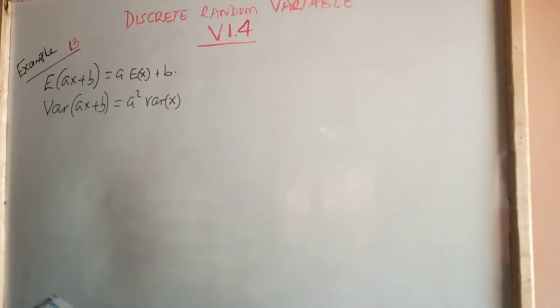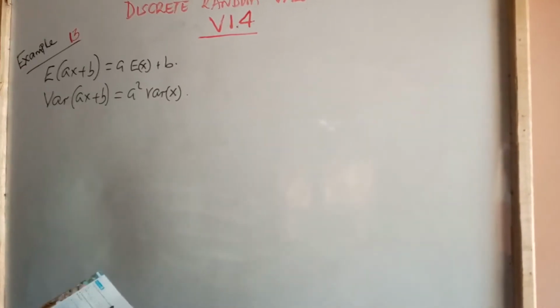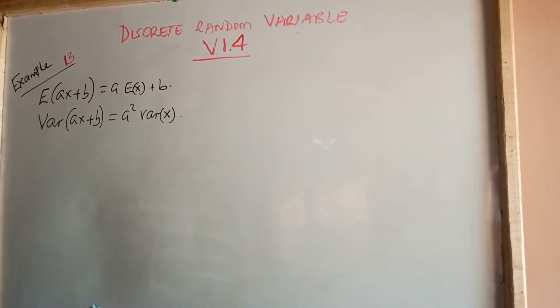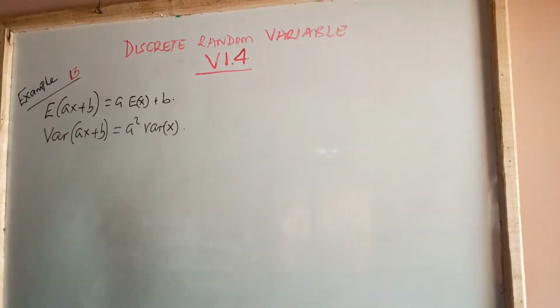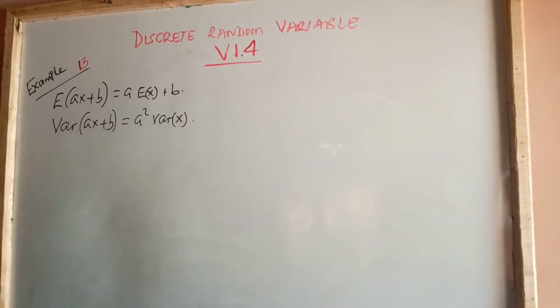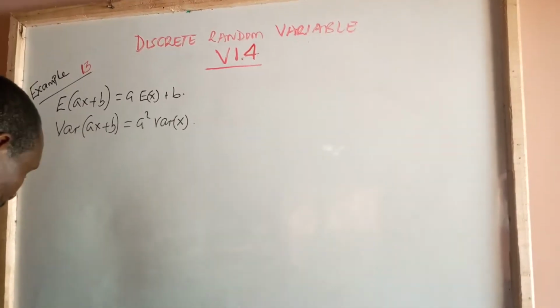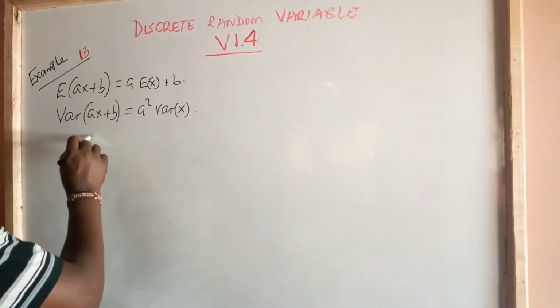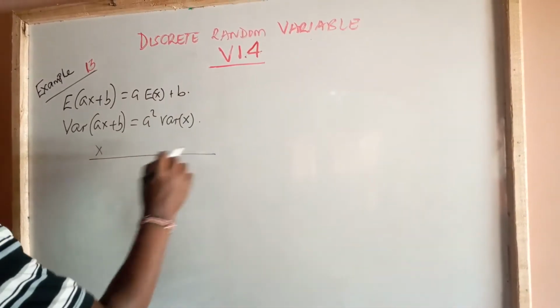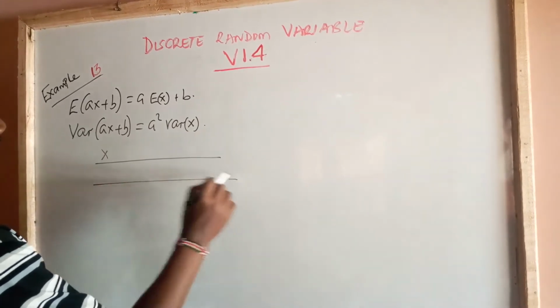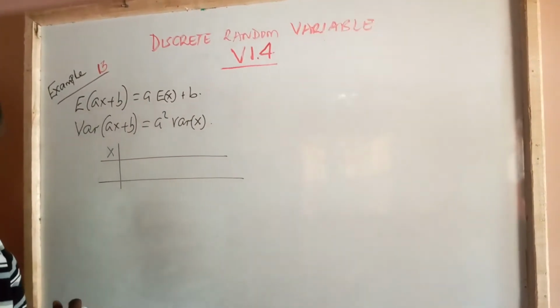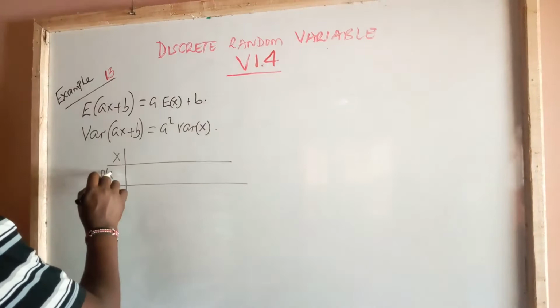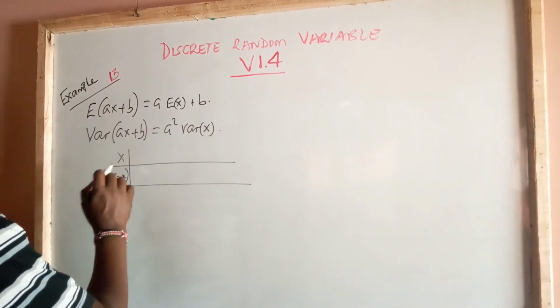In example 13, we are told that a discrete random variable x has a probability distribution as shown in the table below.